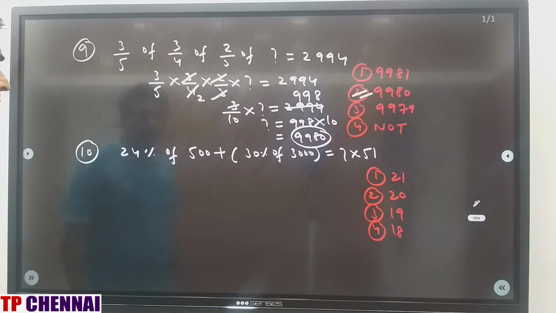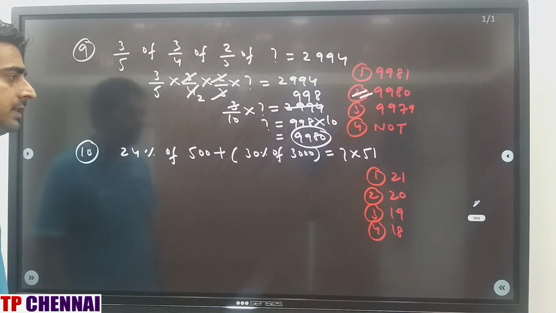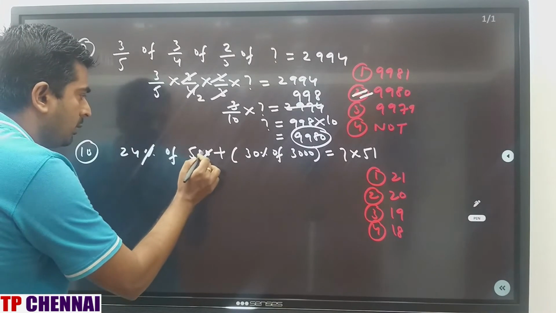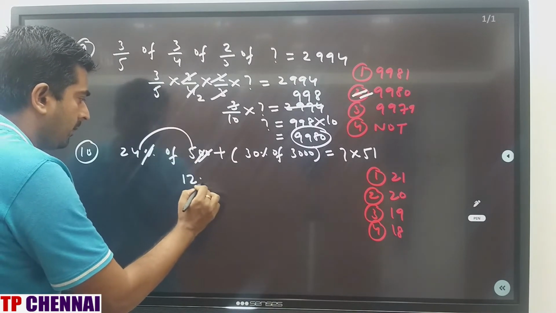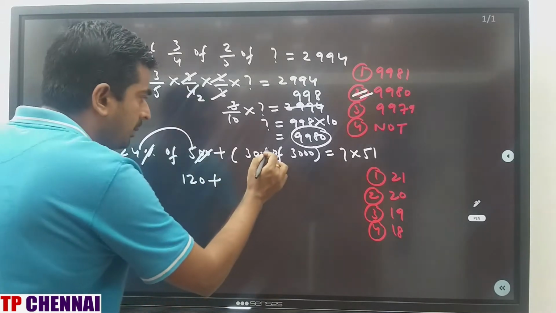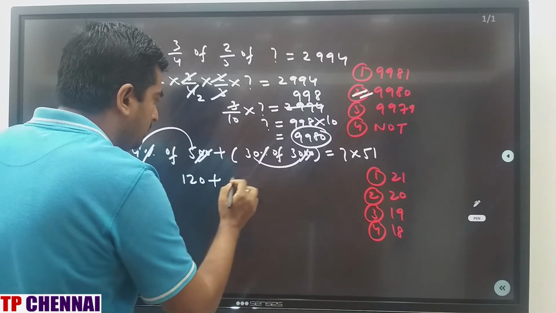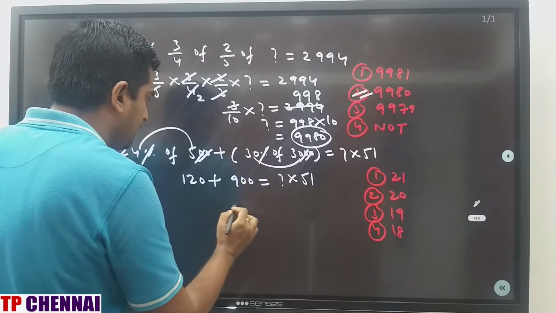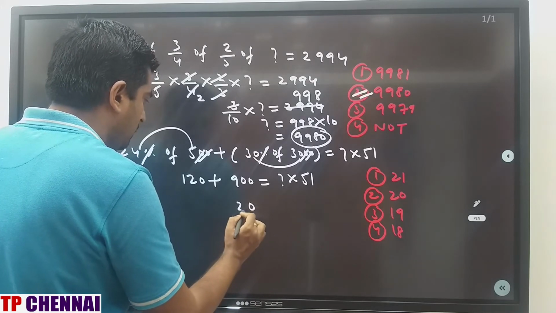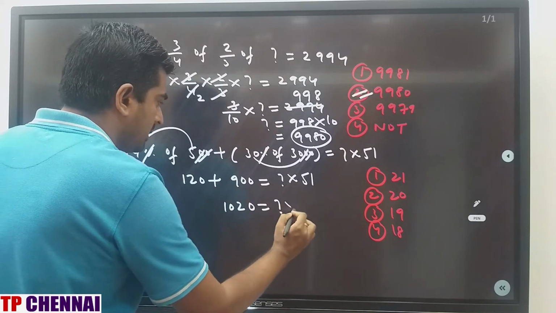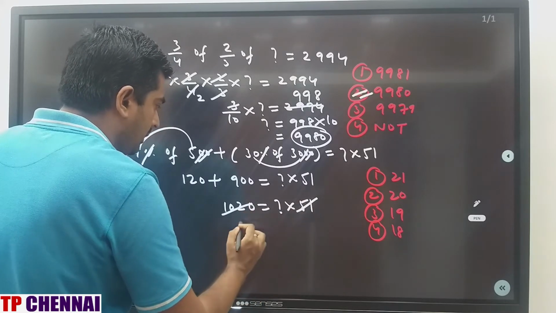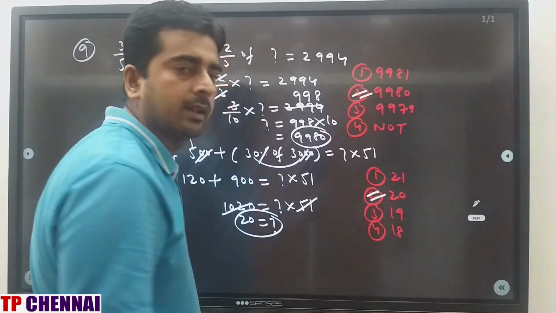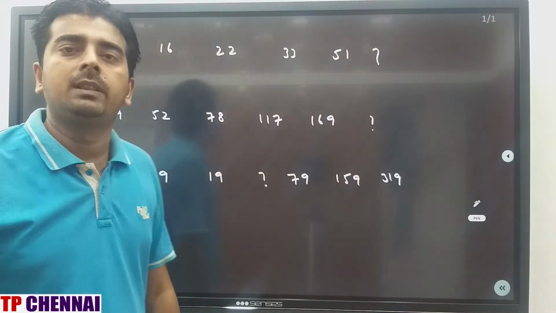Next one. 24% of 500 plus 30% of 3000 is equal to question mark into 51. So first the percent and double zero will go out. What is 24 into 5? 120. Plus here also the percent and double zero will go out. What is 30 into 30? 900. So 120 plus 900 is 1020, equal to question mark into 51. So 51 2s are 102. My answer is 20, which is the second option. So I hope you are clear with the 10 simplification questions.